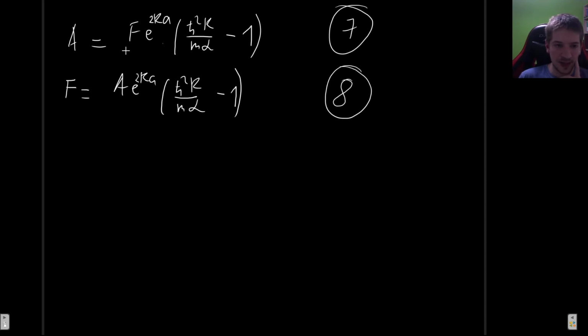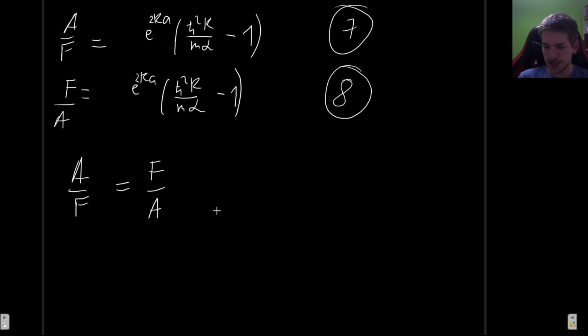So now notice that these look pretty similar. In fact, let us divide this first equation by f, so that we get that this is just a divided by f. And now let us divide equation 8 by a, so that this is f divided by a. And now, as you can see, a divided by f is going to be the same as f divided by a. Okay. So what does this mean? So basically this says that a squared is going to be the same as f squared.